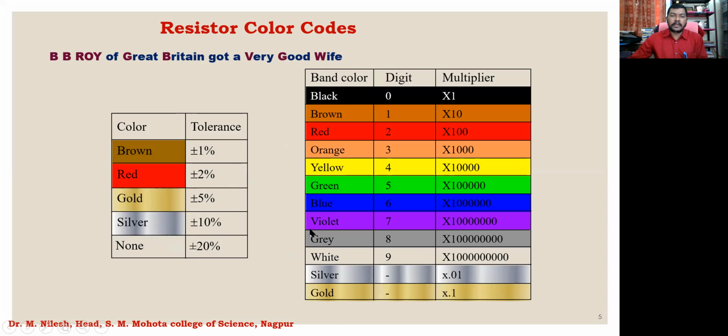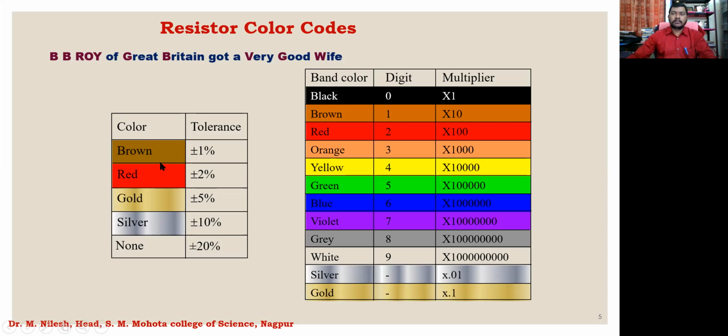There might be red, there might be brown, and according to which we decide the tolerance. Tolerance means what is the actual resistance and what is the fluctuation of that particular resistance, which can be checked by using this tolerance band, right? So these tolerance bands are like here, brown, red. Brown gives us plus minus 1%.